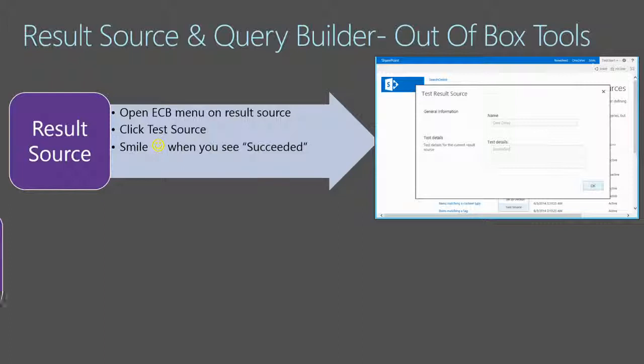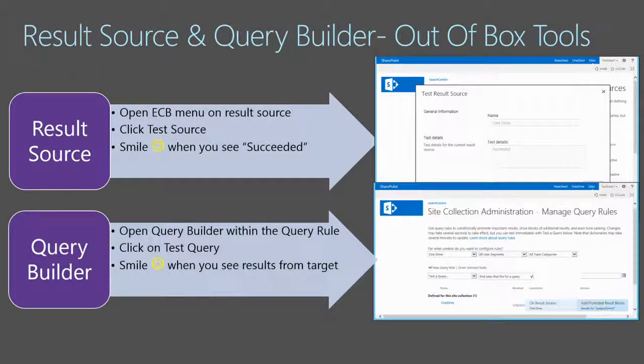I'm hitting the right location. And then the second thing is the query builder. The query builder allows me to then start playing around a little bit with what I want to actually query against. So I choose my result source, and the query builder within the query rule, or the query rule itself, defines when we're going to trigger the query.